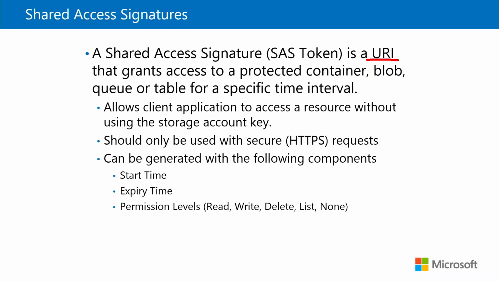So a shared access signature is really, at its simplest, a URI. You're typically going to tack this onto an existing URL to grant access to a protected container, blob, queue, or table, and it has a specific time interval. It's going to integrate very nicely with the REST API, and it's time limited, which is very nice.